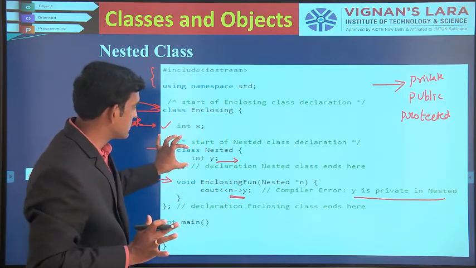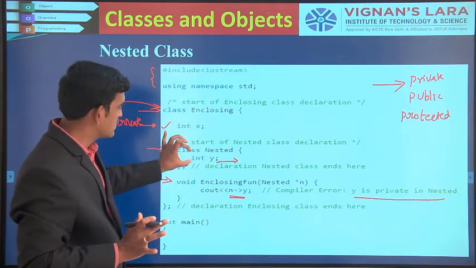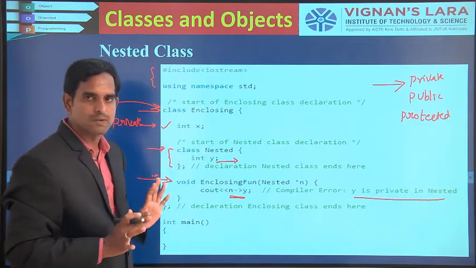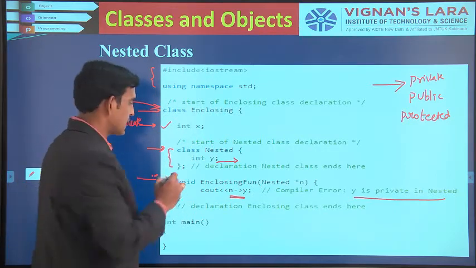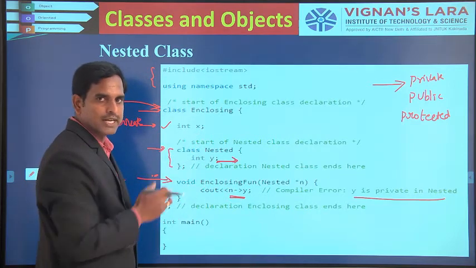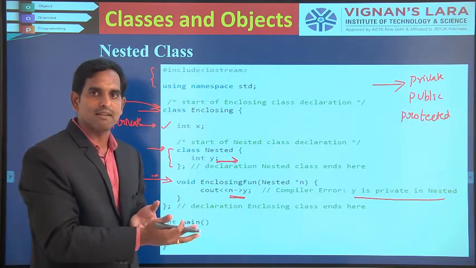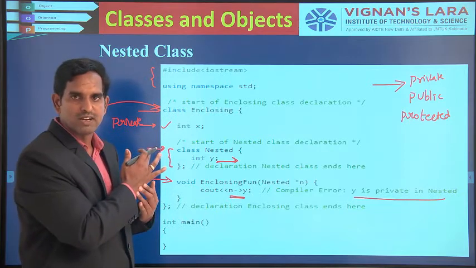Even though this particular class is enclosed here, these variables cannot be accessed by methods of this class. So y is a private member of the nested class, and it can be accessed only by methods of the nested class. It cannot be accessed by the outer class.